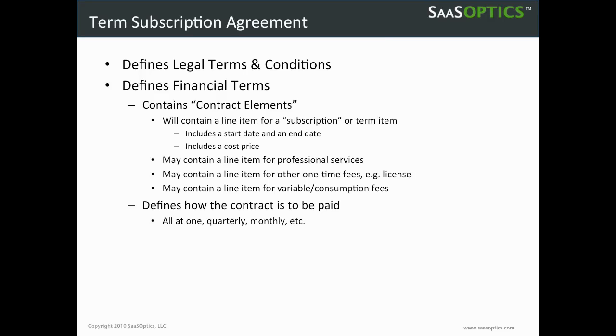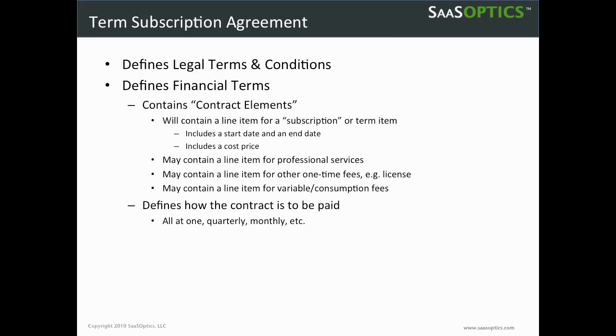So in your term subscription agreement, which is going to apply to most SaaS companies, as well as traditional software companies that use a subscription licensing model, your agreement is going to define legal terms and conditions, and it's going to define financial terms. Inside the financial terms, you will have contract elements. You can have a number of different contract elements inside of your financial document, but contract element is a formal term used in the finance community. It's not used much operationally inside businesses, but if you go talk with finance people, accountants, whatnot, you will understand that this concept, contract element, is well understood.